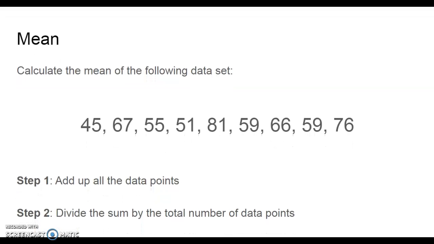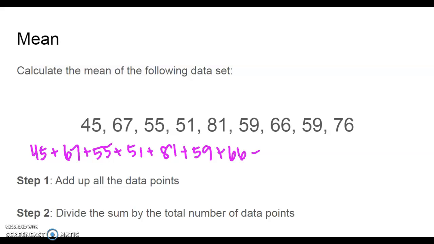So here we have this data set: 45, 67, 55, 51, 81, 59, 66, 59, and 76. My first step to calculating mean is to add up all of my data points. So I'm going to type into my calculator 45 plus 67 plus 55 plus 51 plus 81 plus 59 plus 66 plus 59 plus 76. And when I do that, I find that the sum of all of these data points is 559.